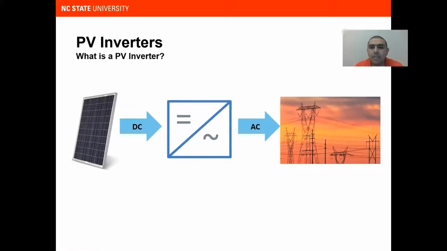Most of the utilities work in alternating current, AC. So we need this component, the inverter, which is essentially electrical equipment responsible for taking the direct current generated from the PV array and converting it into alternating current, so we can deliver it to the power grid.